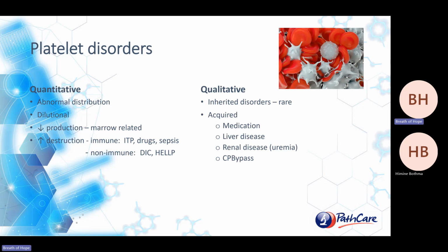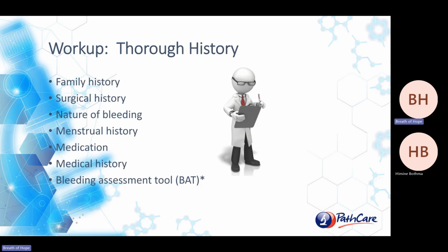Qualitative, more your inherited disorders here, these are quite rare. We can test for them, but keep in mind that they are rare. And then acquired qualitative would be medications like your NSAIDs and clopidogrel, those kind of things. Liver disease, renal disease, uremia causes a platelet dysfunction. So here your quantity of platelets is adequate, but they are just not working properly. And in patients who have cardiopulmonary bypass.